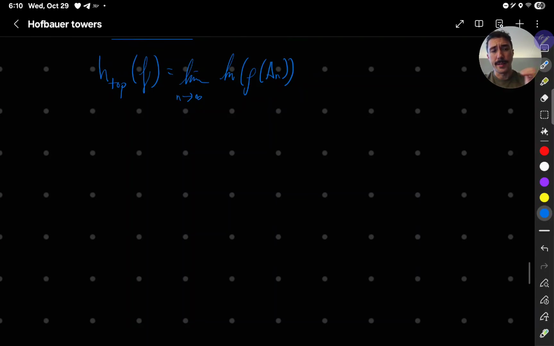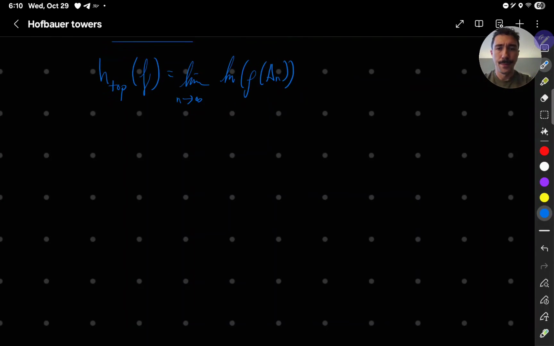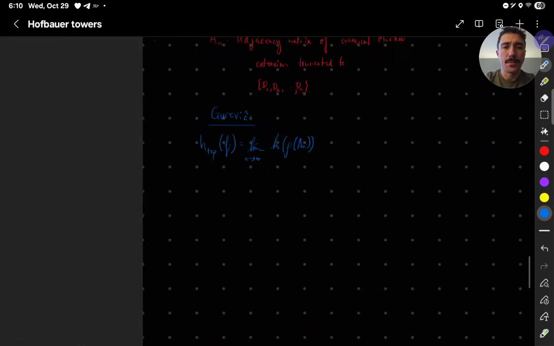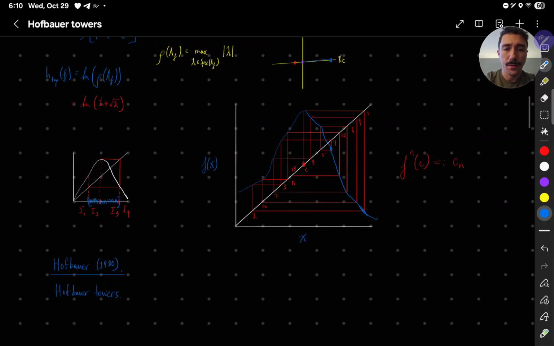Now I want to say something about how this relates to the Milnor-Thurston kneading theory. All right. So take the critical point and write down the kneading sequence associated to the critical point.